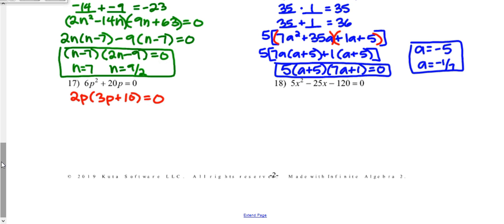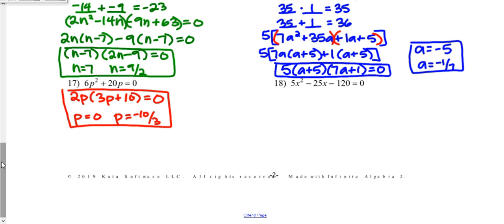Then if we set each of these equal to 0, so if I set 2p equal to 0, I would get p equals 0. If I set 3p plus 10 equal to 0, I would get negative 10 thirds. So that's my factored form and the zeros. It always seems like it's a harder case, but it's actually the easiest case.